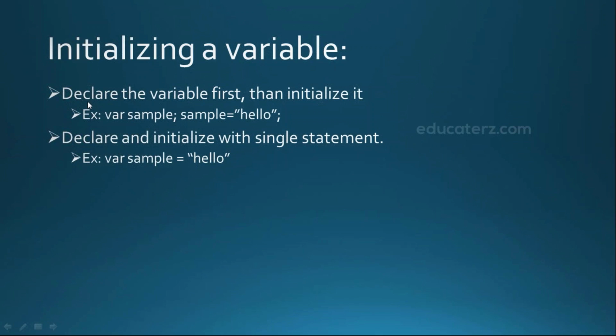Here, in the first example, I declared the variable first called sample and then assigned the value hello to the variable sample. So I made the declaration and initialization in two steps. Whereas in the second example, I declared and initialized the variable in a single line. So this is about initializing a variable in JavaScript.